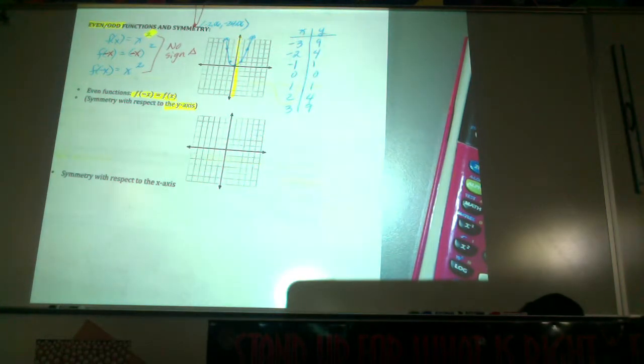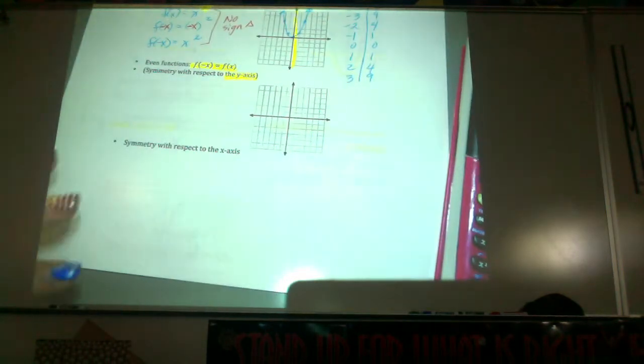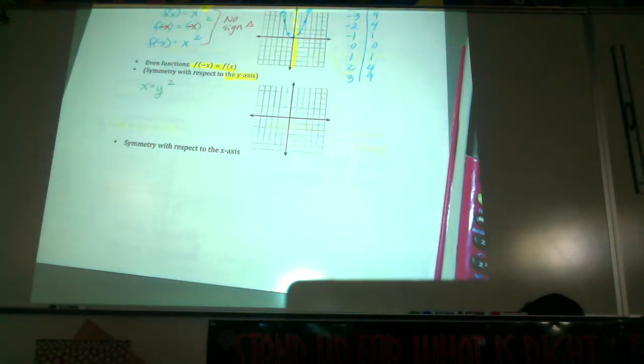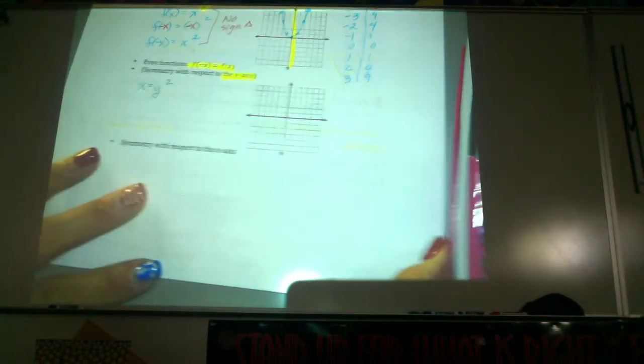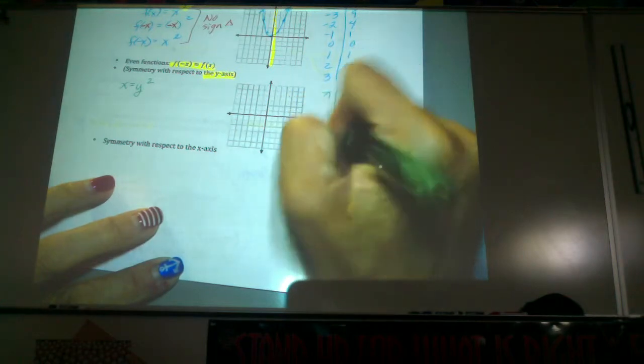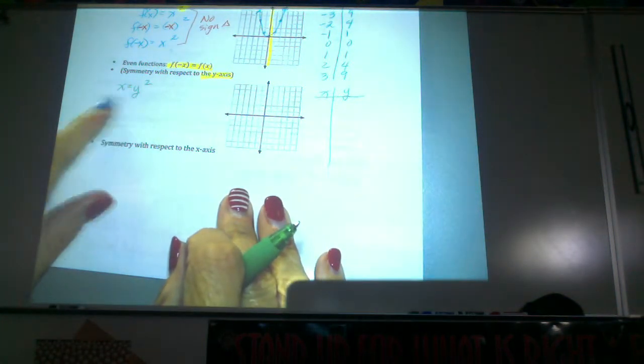All right, so let's look at one that is neither odd nor even. So how about one we did earlier when we first started? x equals y squared. Notice it's not in function notation because, is it a function? No, it's not a function. So I'm going to go ahead and graph it first. So let's choose some values. In this case, I'm going to choose values for y because it's easier to choose for y to find x.